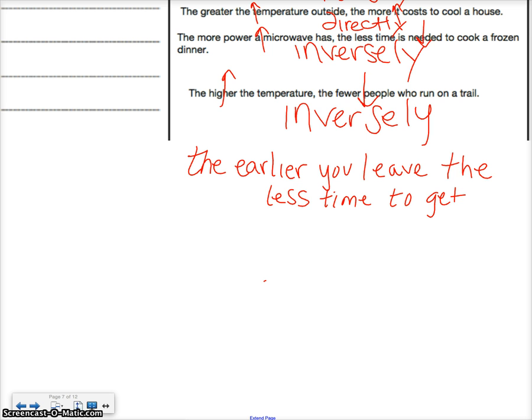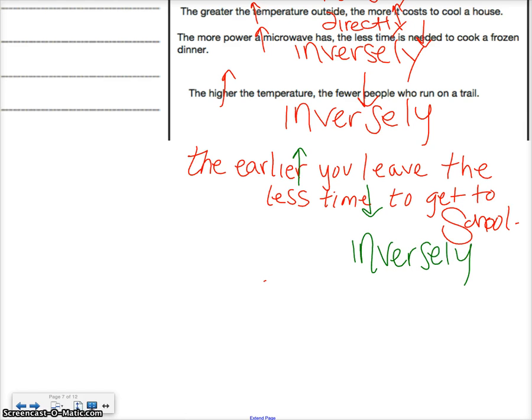Yeah, I think I might be messing this one up. The earlier you leave, that means the more time. No, the earlier you leave, you increase your leave time. You increase your leave time. Less time to get to school. It does make sense. It's just probably grammatically it looks horrible. The earlier you leave is increasing your leave time. So that would increase the less time to get to school. That's actually an inversely proportional relationship.